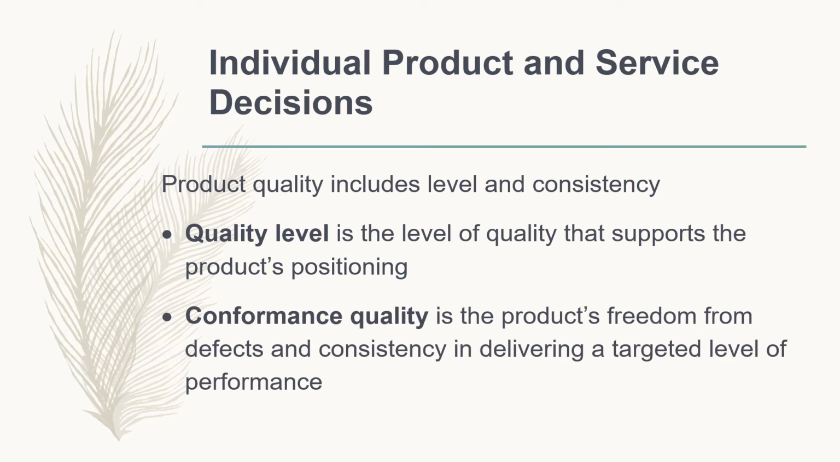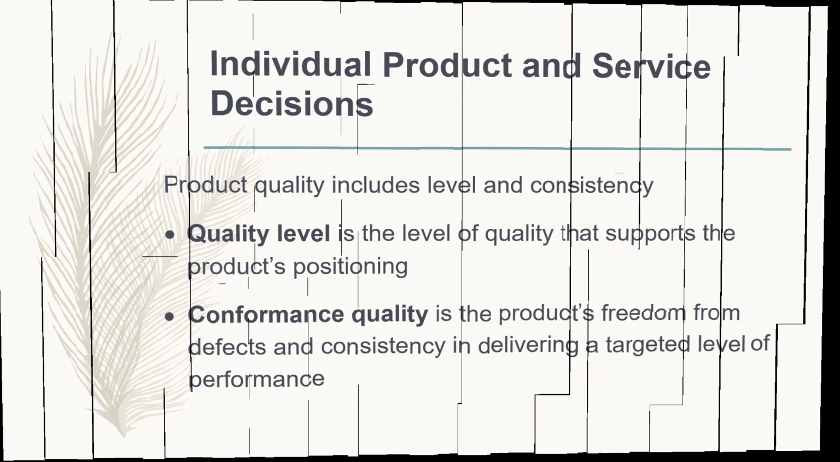Second is the conformance quality. It is the product's freedom from defects and consistency in delivering a targeted level of performance. It is the ability of a product, service, or process to meet its design specification. It is possible for a product to be of extremely high quality in terms of being produced within a tight tolerance range, using premium materials and including all possible features. In order to satisfy customers, quality should be high on both dimensions.